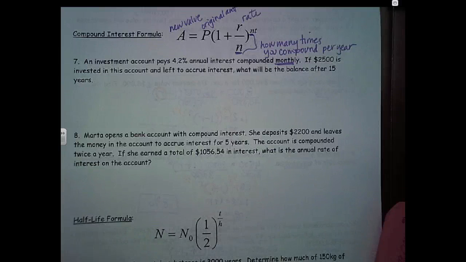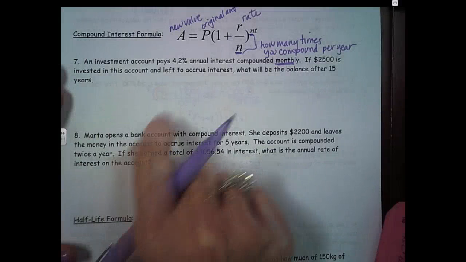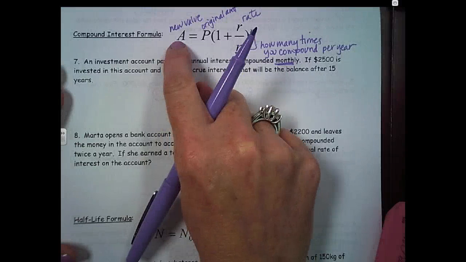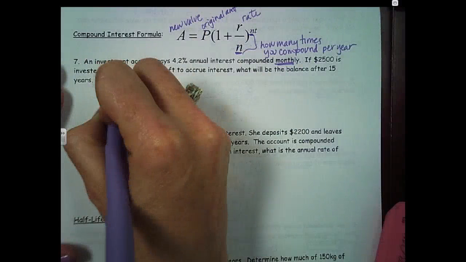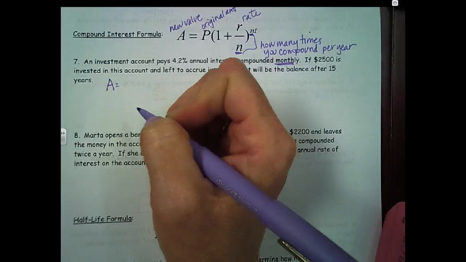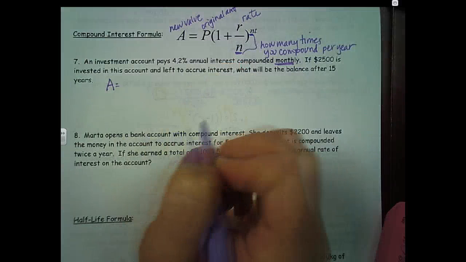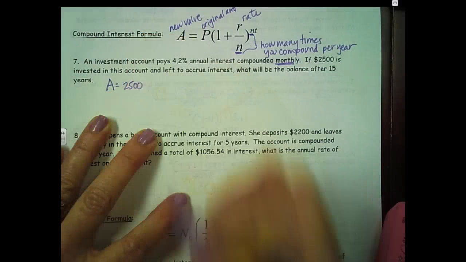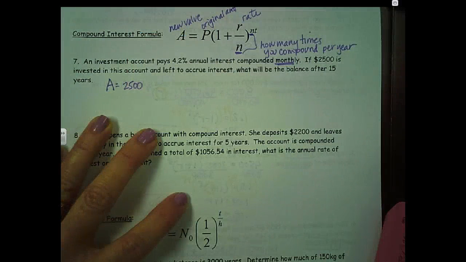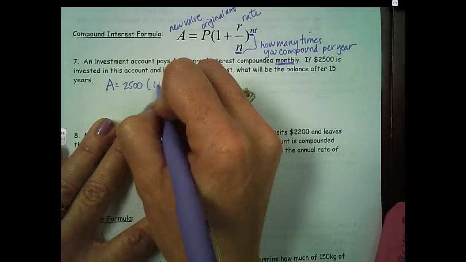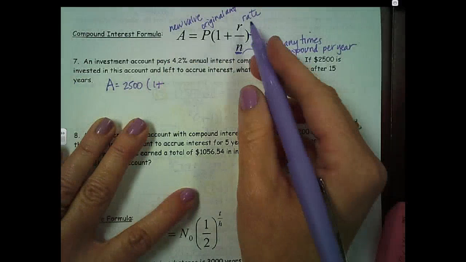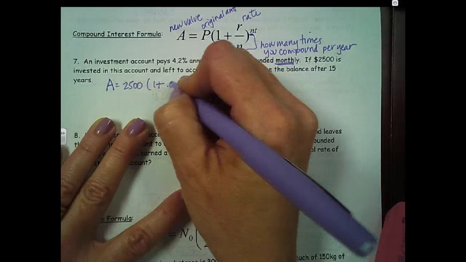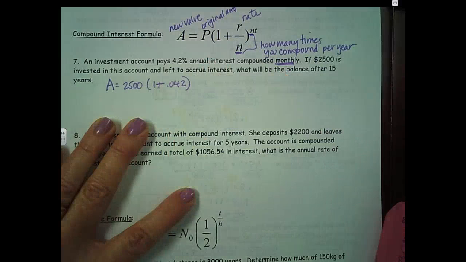Okay. So do we know the new value this time? No, we don't know. That's what we're asking for. In 15 years, how much money is going to be there? Did we know the original value? Yes, I put $2,500 in the bank. Okay, it's earning money, so that's a 1 plus, and the rate is 0.042. Remember, turn it into a decimal.